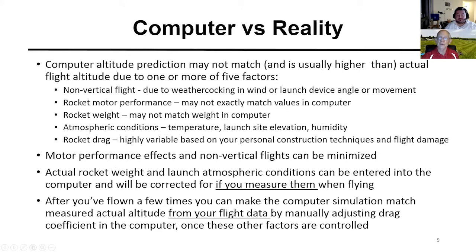So let's talk for a minute about computer versus reality. The computer altitude prediction, I know you're shocked, isn't going to match the real altitude. It just doesn't work that way. Usually the computer predicts a higher altitude than your actual flight altitude due to one of a bunch of factors. You could have a non-vertical flight. The rocket could weathercock into the wind, or as I mentioned before, you could have the wrong launcher angle or a wobbly launcher. You could have a rocket motor that does not perform exactly the way that the representation of the rocket motor is done in the computer program.